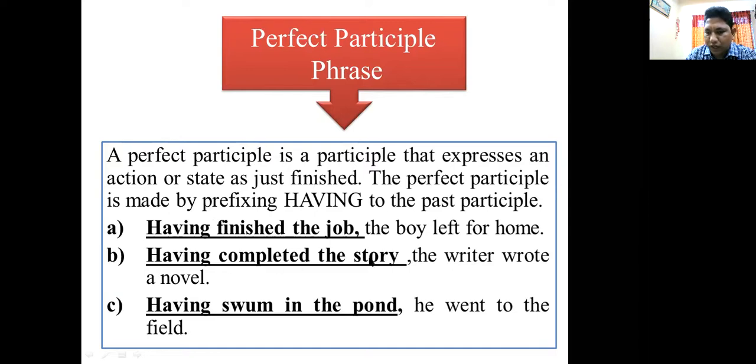Having completed the story, the writer wrote a novel. Having completed is an example of a perfect participle, but when we are talking about having completed the story, we are talking about a perfect participle phrase. In the same way, having swum in the pond, he went to the field. Having swum is an example of a perfect participle. But when we are talking about having swum in the pond, it becomes a perfect participle phrase. So you see, in a perfect participle phrase, you will find having plus a verb in past participle form plus other words.